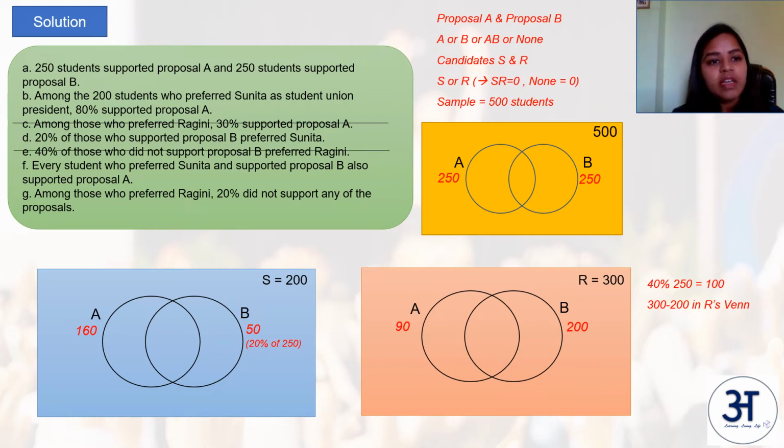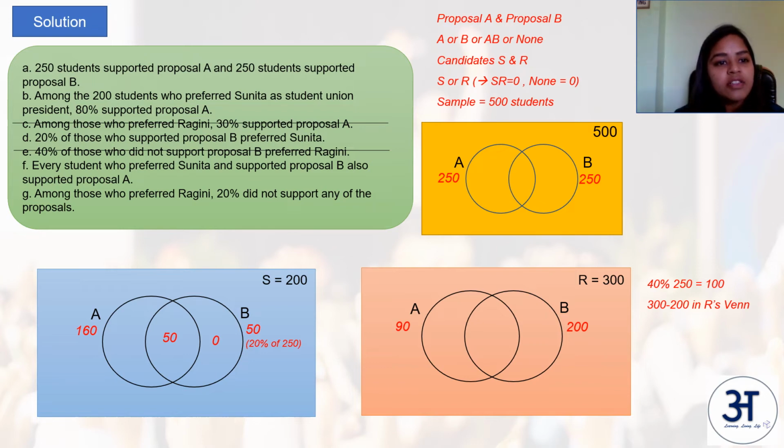Let's move to F. Every student who preferred Sunita and supported proposal B also supported proposal A. So within Sunita, whoever supported B, all of them supported A. This means that those 50 N of B of Sunita is in the A intersection B region. So all of those supported A. So there will be 0 who supported only B.